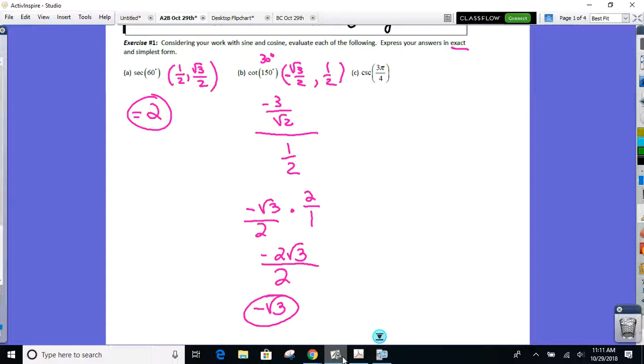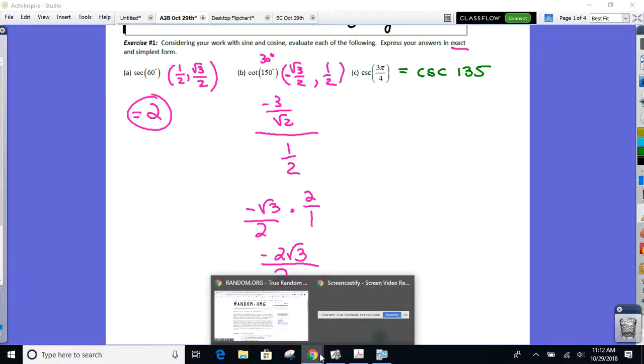Pi over 4. 45, yep. Pi over 4, 45. 45 times 3. What do you got? What are we finding here? Cosecant of 135, yep.